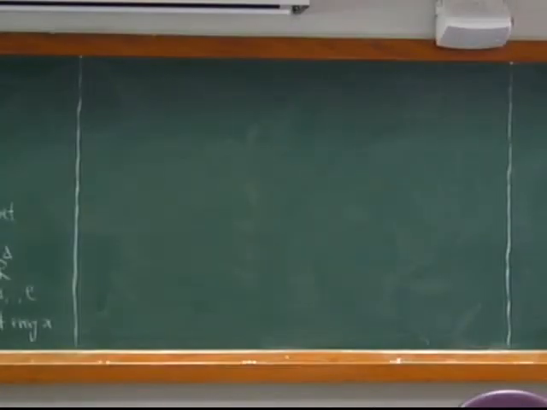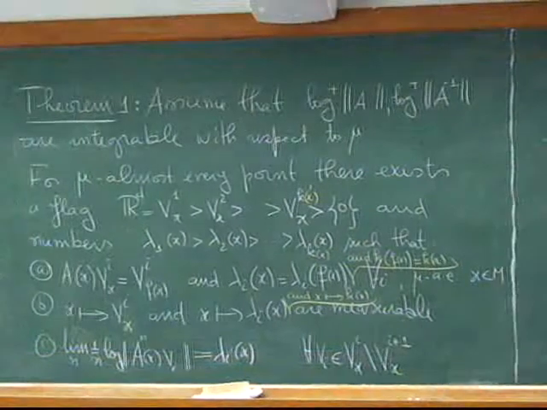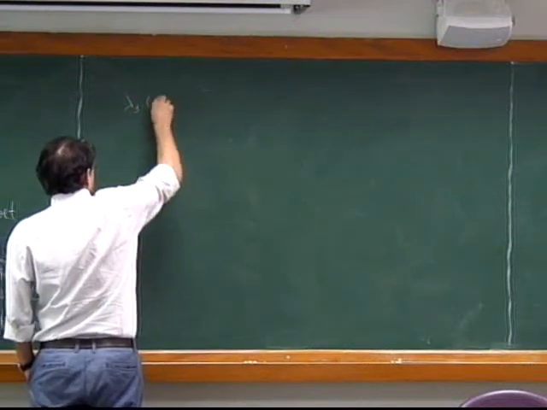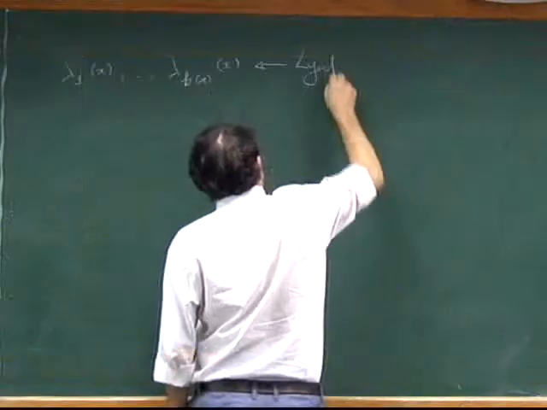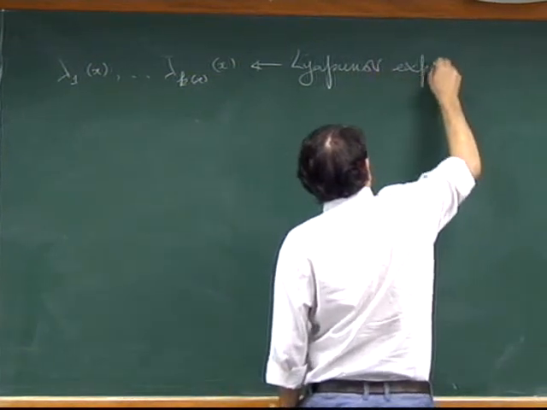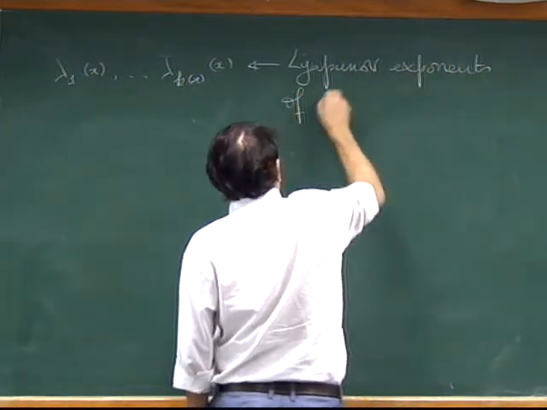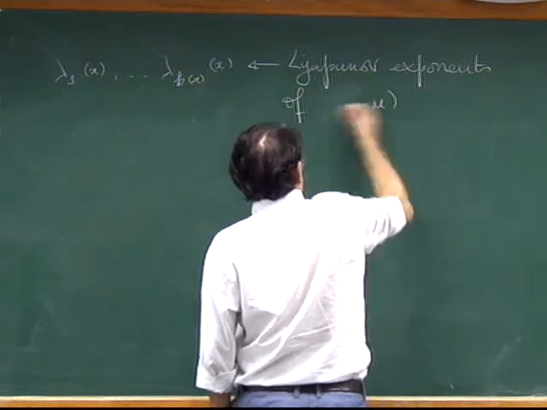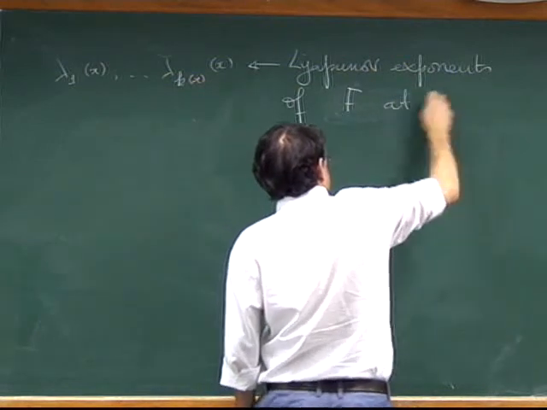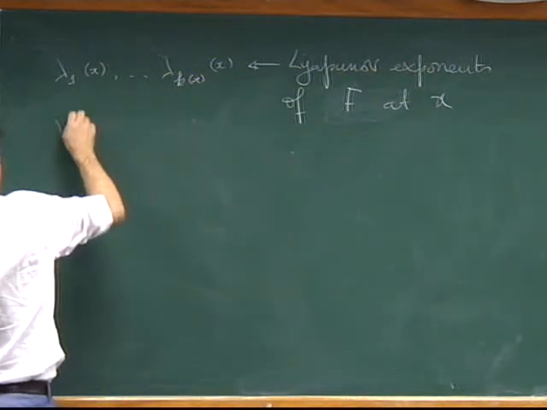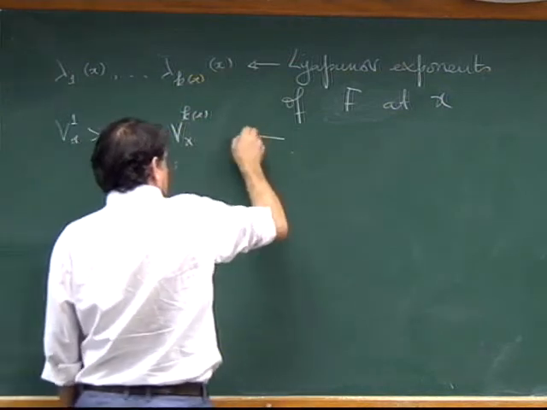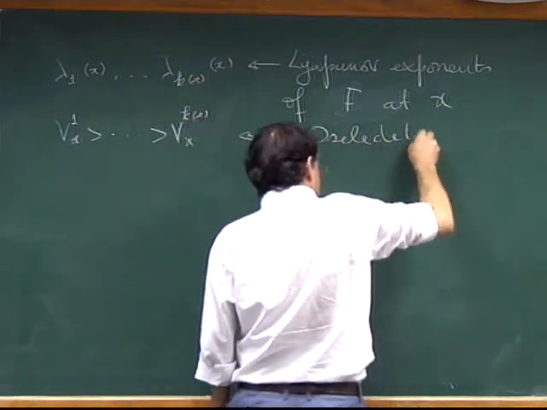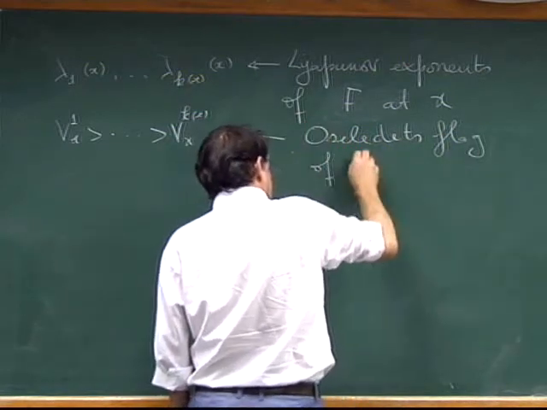Okay, so these numbers, lambda 1, ..., lambda k, are called the Lyapunov exponents of f and mu at x, and V_1, ..., V_k is called the Oseledets flag of f at x.